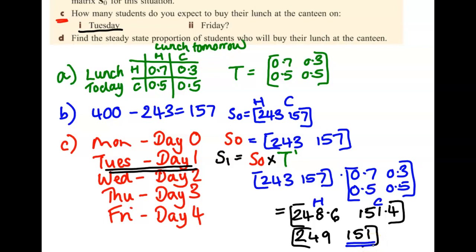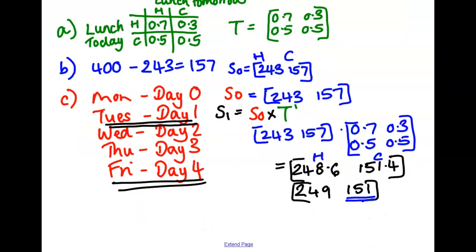Now, the second part of the question talks about Friday. So that is what we are going to look at now. Remembering that Friday is day 4 because Monday is our initial state. So that's day 0, Tuesday day 1, Wednesday day 2, Thursday day 3, Friday day 4. So that would be S4.